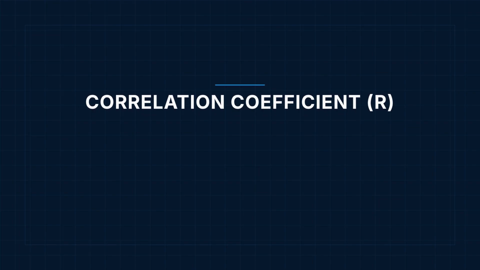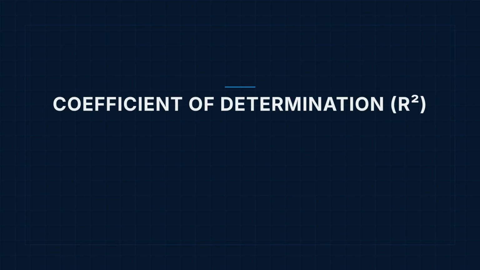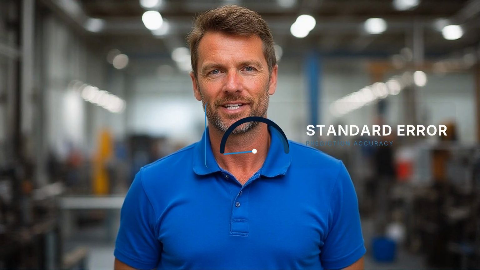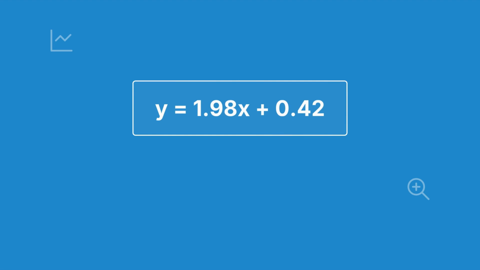The calculator determines the best fit linear equation for your data, showing the slope and intercept values that minimize error. You'll see the correlation coefficient indicating relationship strength, the coefficient of determination showing variance explained, and the standard error measuring prediction accuracy. The regression equation appears in standard form, ready for predictions.